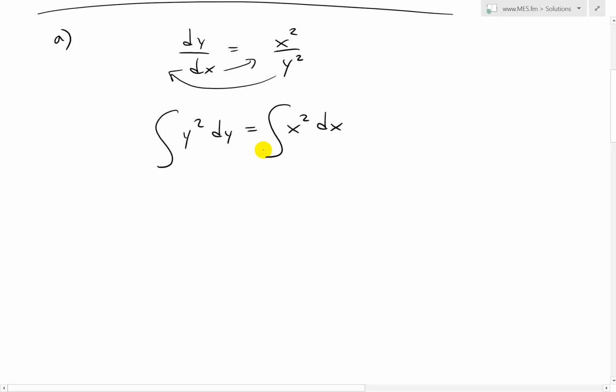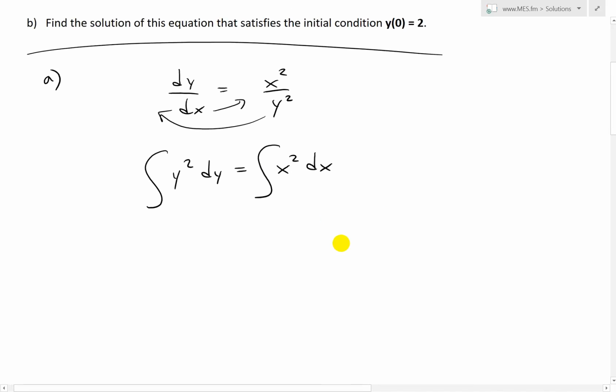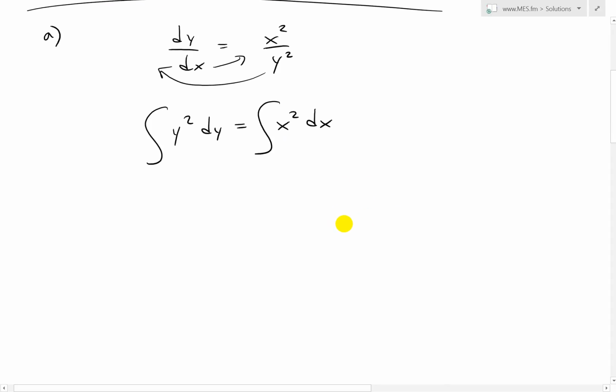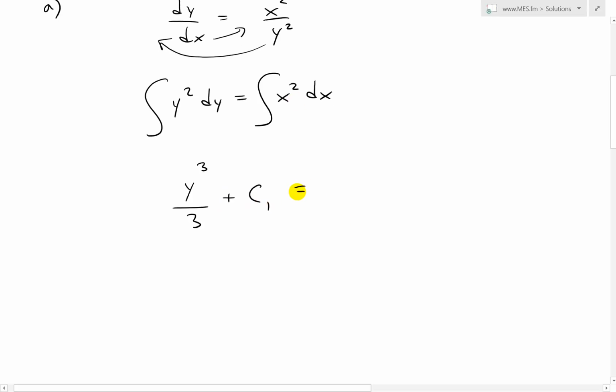This is a relatively simple differential equation, so we can actually solve this explicitly for y. The integral on the left side, the integral of y squared dy, is just going to be y cubed over 3, plus a constant. We'll call it c1 because we'll have a constant on the other side as well. This equals the integral on the right, which is similar: x cubed divided by 3 plus a constant, which we'll call c2.